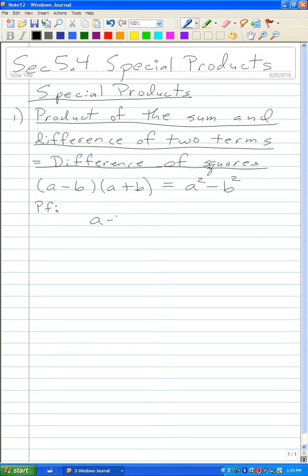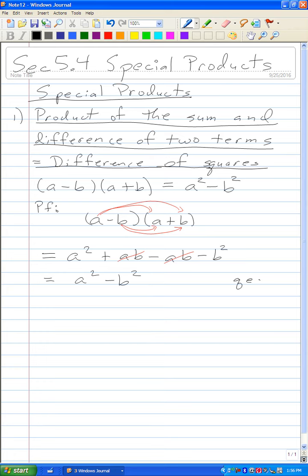So if I have A minus B times A plus B, let me multiply this out. So first, outer, inner, last. And so I have here A squared plus AB minus AB minus B squared. The AB's cancel, and so you get A squared minus B squared. And you're done. Let me do the second one.